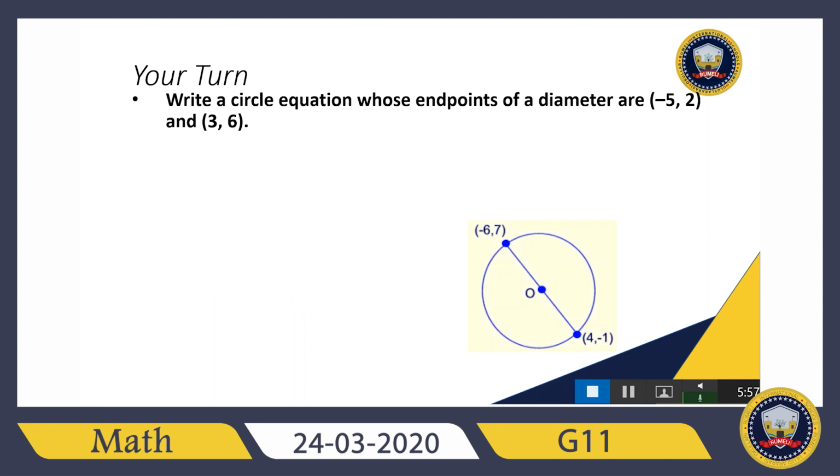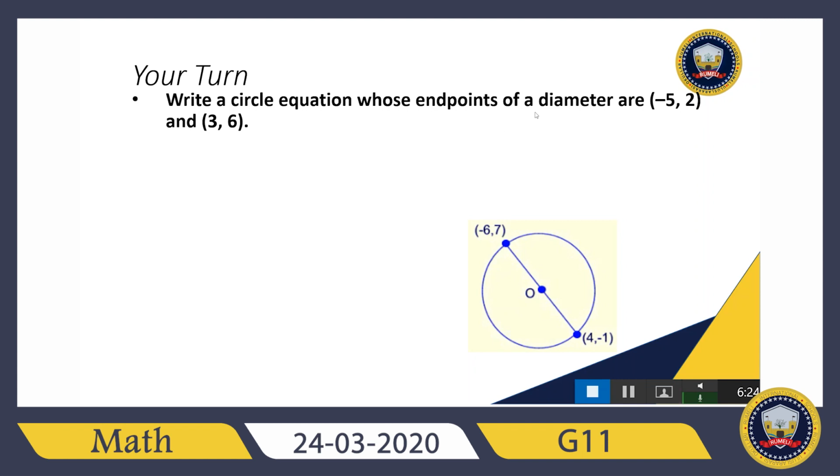Okay guys, another example. In this example, we have a circle, and it's not giving the center of this circle, but we are given two endpoints of a diameter of this circle. So he's telling me that we have (−5, 2) and (3, 6) as two endpoints of a diameter.